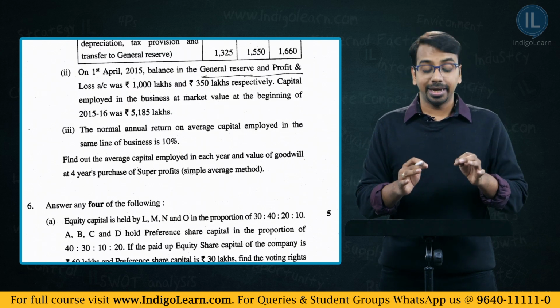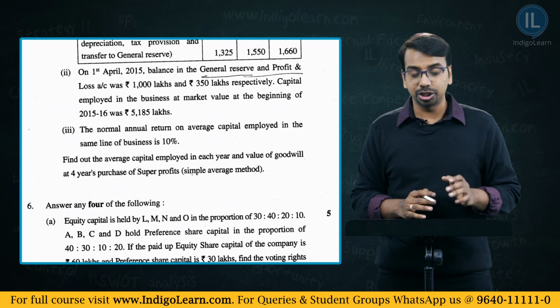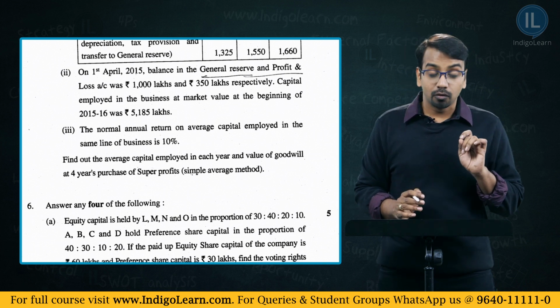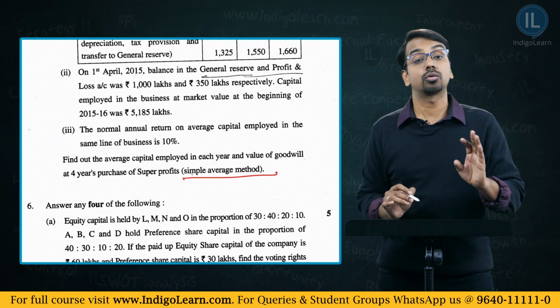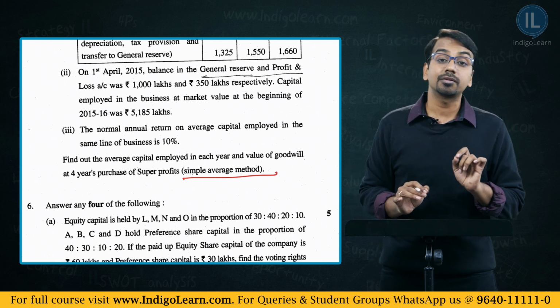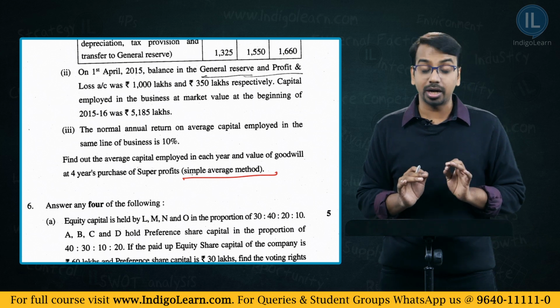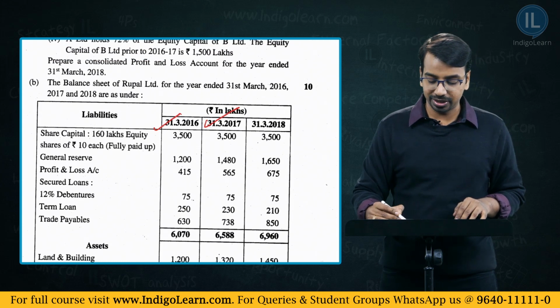Moving to question number B, it was on finding out the average capital employed for each year and the value of goodwill at 4 years purchase of super profits using the simple average method. So the question has clearly mentioned you have to use simple average and you must find out the average capital employed in each year. Each year meaning what is the average capital for 16, 17 and 18.